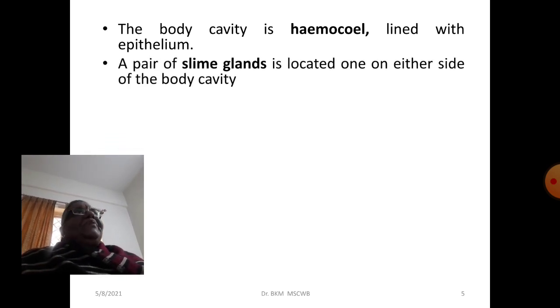Then you find a pair of slime glands located on either side of the body cavity, a unique feature of Peripatus, and the slime glands are basically meant for secreting the slime to keep the body moist all the time. Okay. These are basically nocturnal animals, always found in damp places like below the logs of trees, etc. Alright.